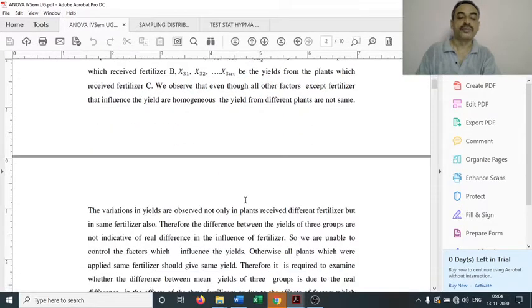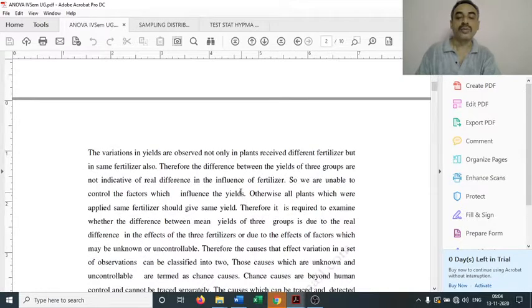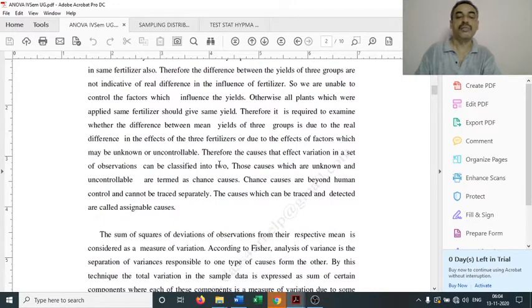Now, our aim is to discuss whether the effects of the fertilizers are equal in all these rubber plants. For that we make use of analysis of variance. So we have different types of causes influencing the yield of latex. Here we say that even though all the factors influencing the yield of latex are kept the same, there are some causes which cannot be identified or tracked, and such causes are known as chance causes.